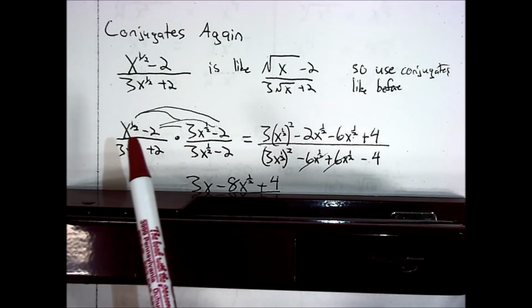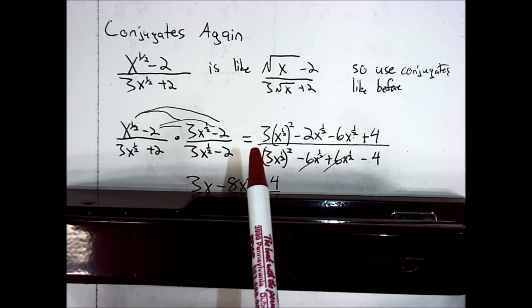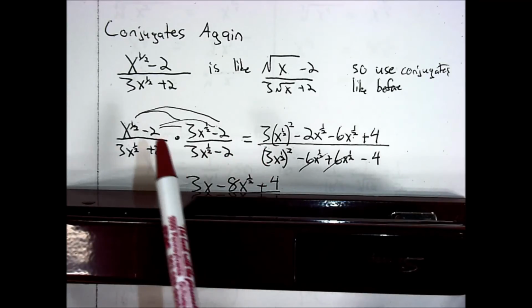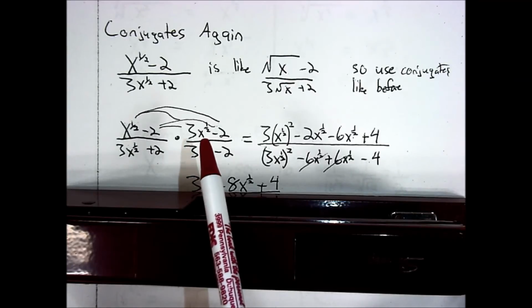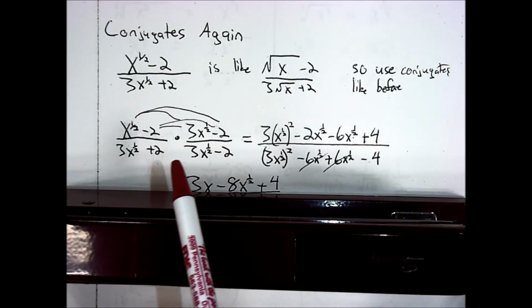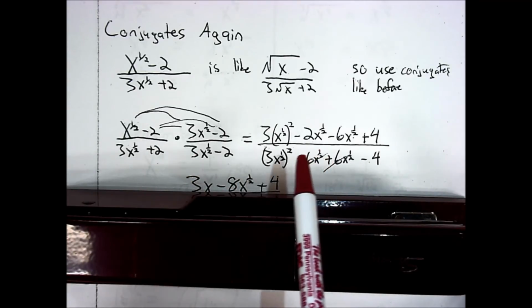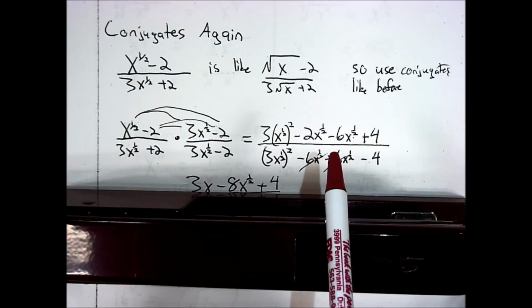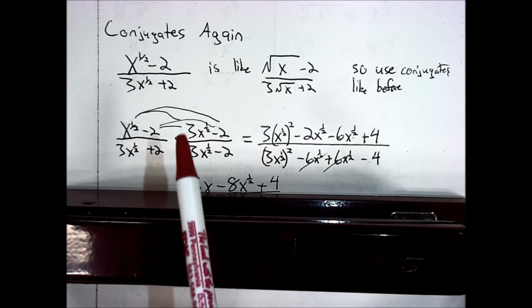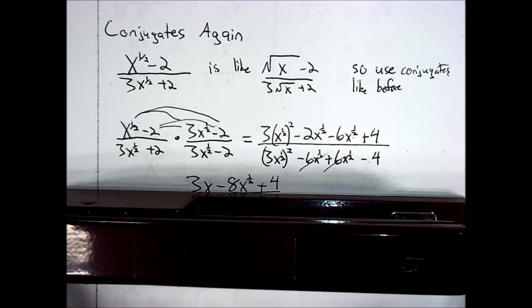Across the bottom, 3x to the 1/2 times 3x to the 1/2 is 3x to the 1/2 squared. Times the negative 2 is going to give you a negative 6x to the 1/2. Plus 2 times 3 is going to be a plus 6x to the 1/2. So we have a negative and a positive that will cancel out. And then the plus 2 times the minus 2 is going to be a negative 4. So on the bottom we had two things cancel out.